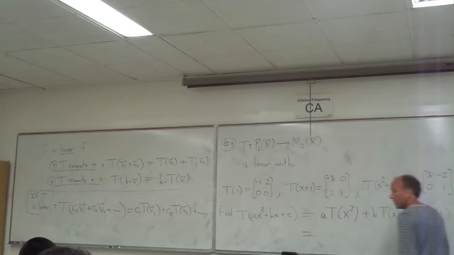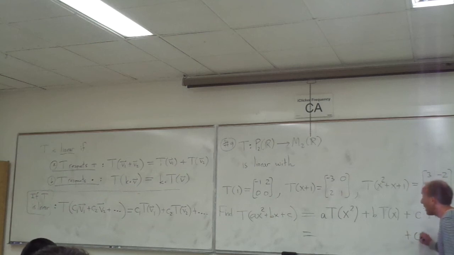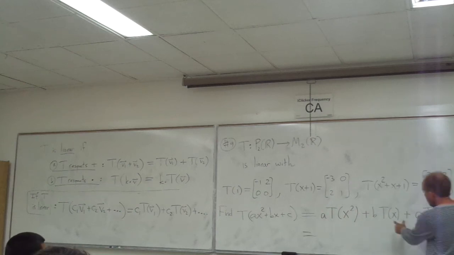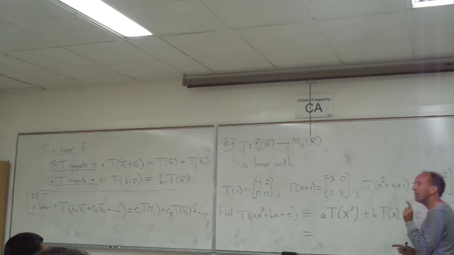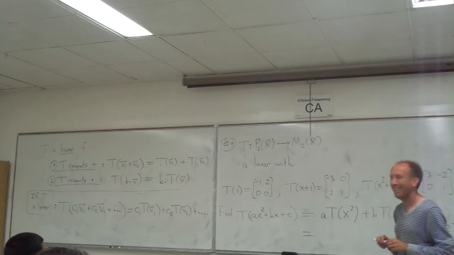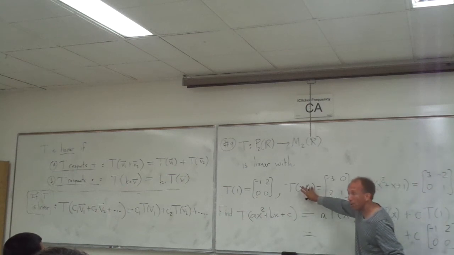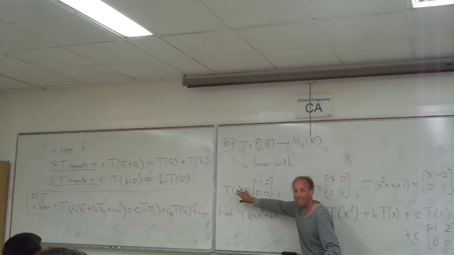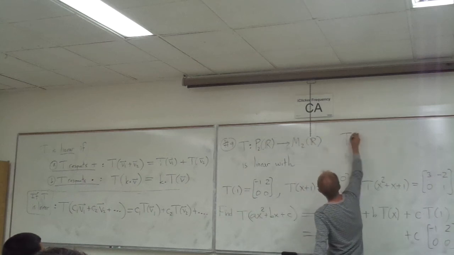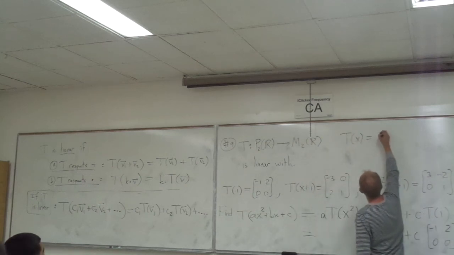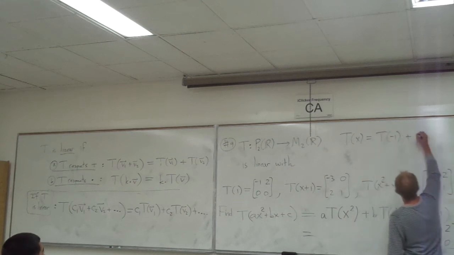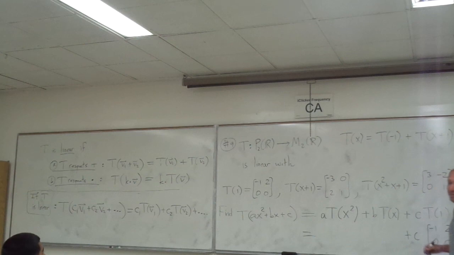Now, over here, let's look at the last term first. On the last term, I already told you what T of 1 is. It's just -1, 2, 0, 0. So you have c times that. Now, did I tell you what T of x is? I did not give you T of x, but did I give you something that you could figure it out from? Plus 1. This is T of x plus 1, and this is T of 1, right? So, you know what, guys? T of x can be thought of as T of -1 plus T of x plus 1.